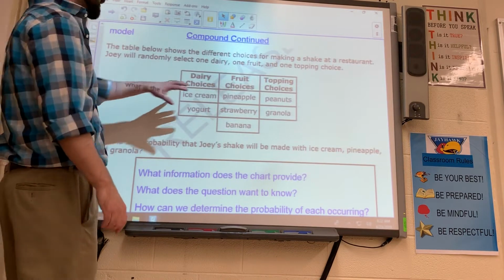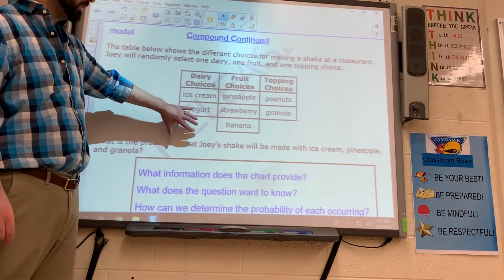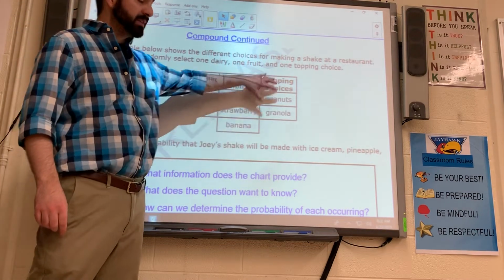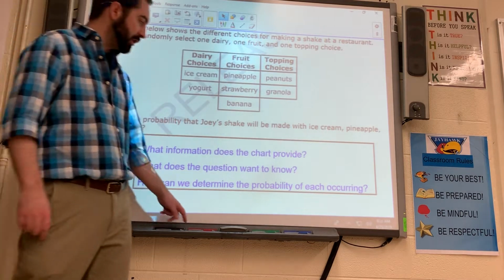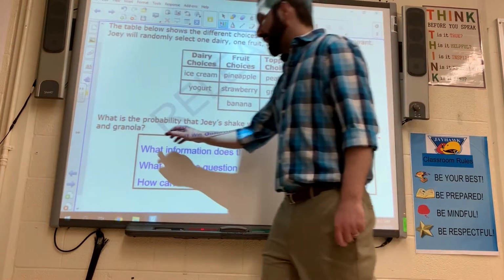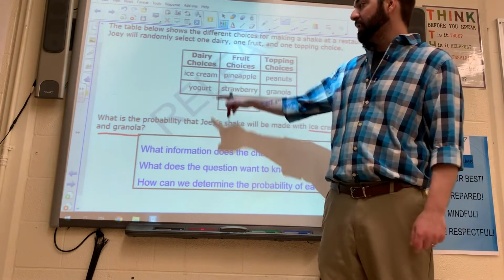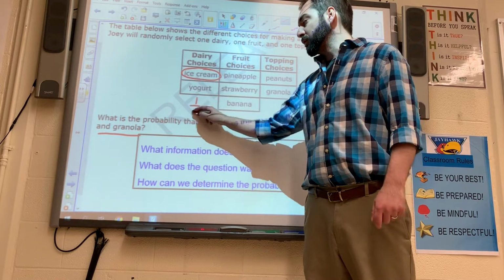Another one, this one dealing with a menu. So it says down below we have a choice from a dairy, a fruit choice, and a toppings choice. Well, let's look at what the question has here. What is the probability that Joey's shake will be made of ice cream, pineapple, and granola? So it looks like he wants to choose 1 dairy. Well, I have to look. I have 1 ice cream out of 2 choices.